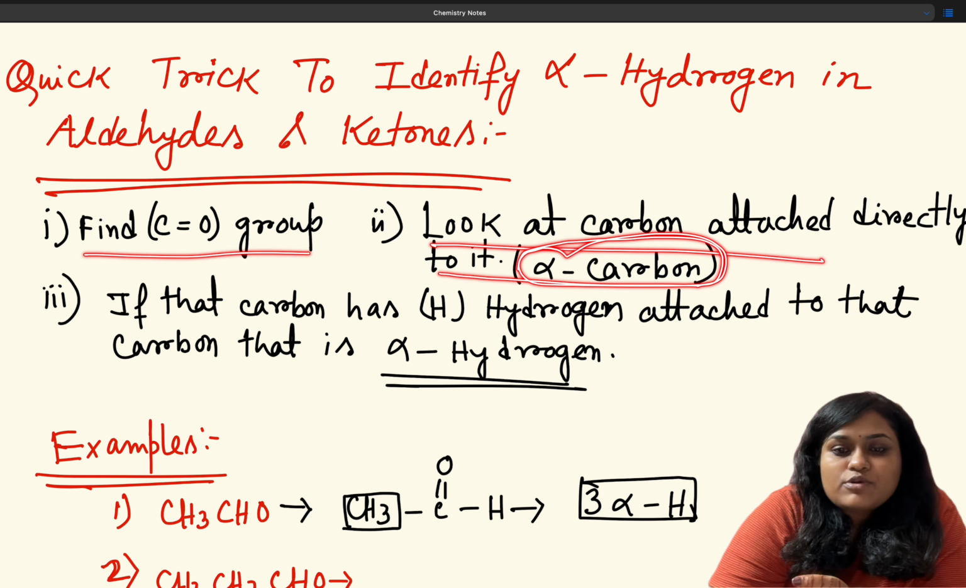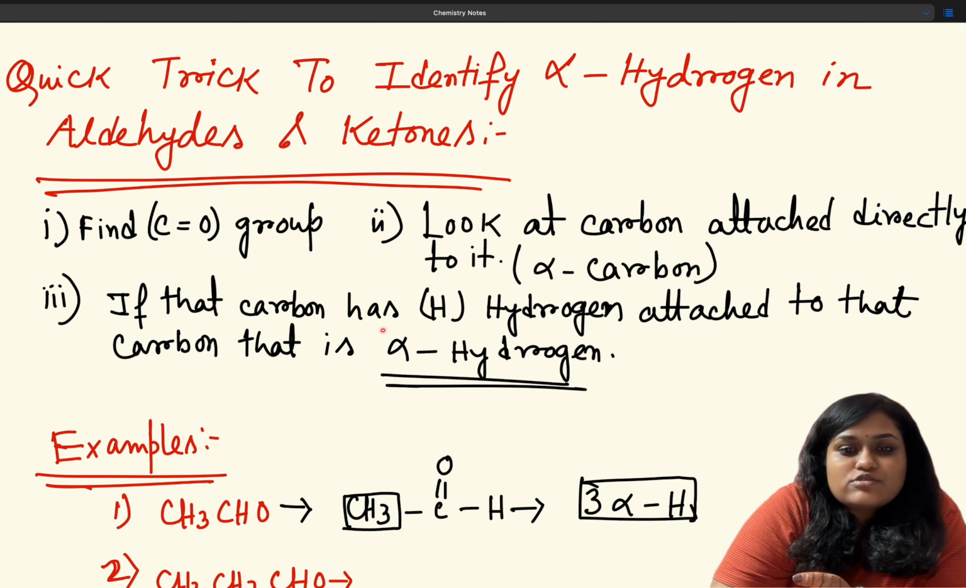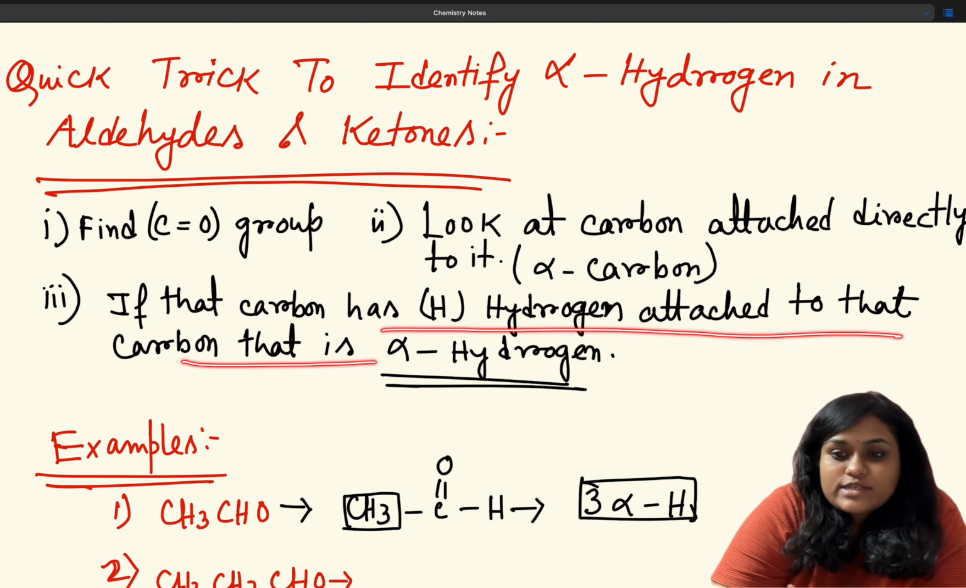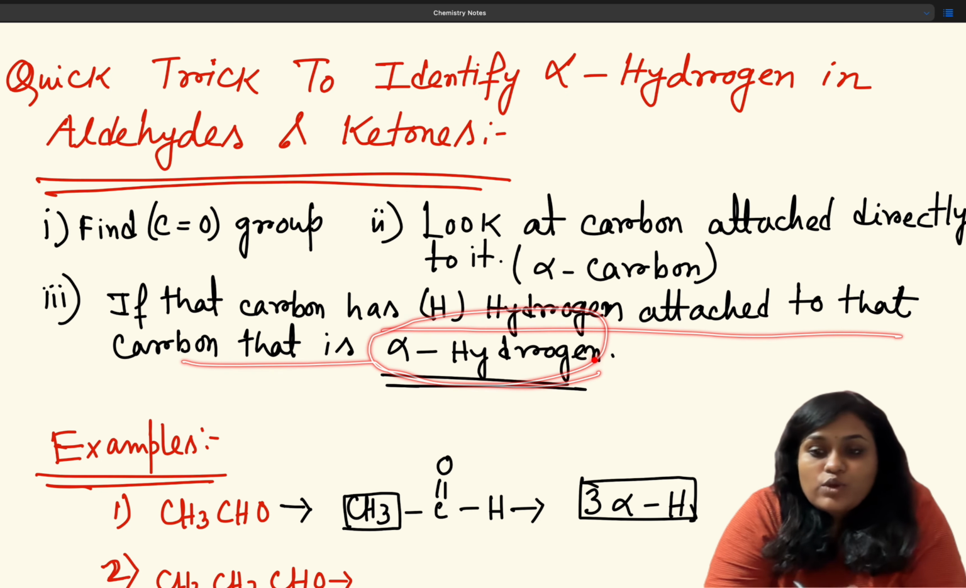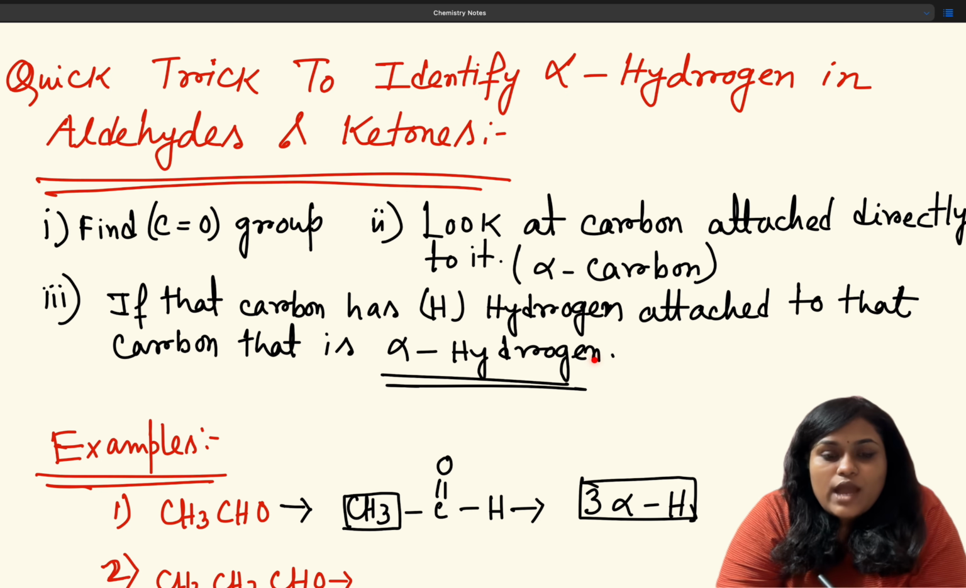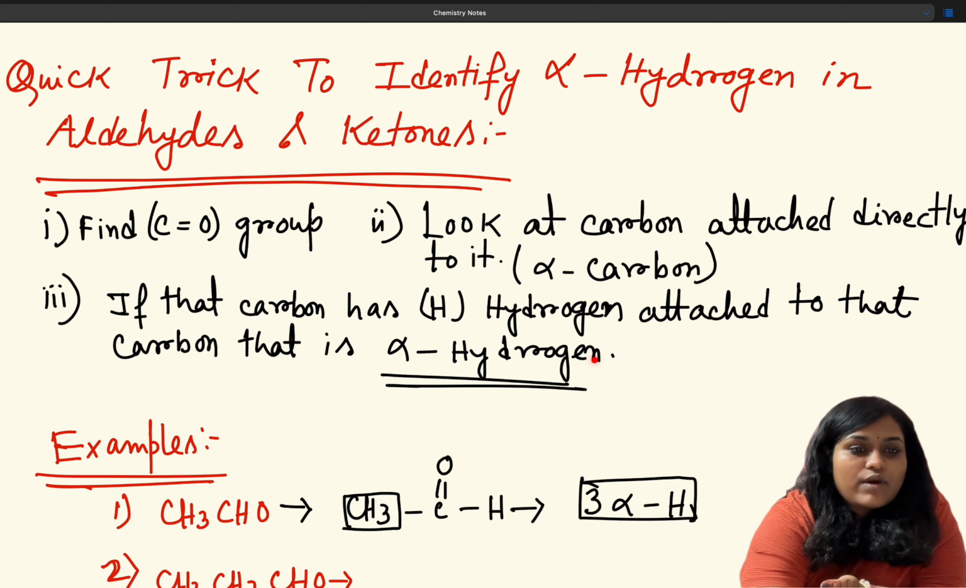So first of all, to identify alpha hydrogen, you have to find the alpha carbon. Then any hydrogen that is attached to that alpha carbon is known as alpha hydrogen. Now we will take some examples where we identify the alpha hydrogen.